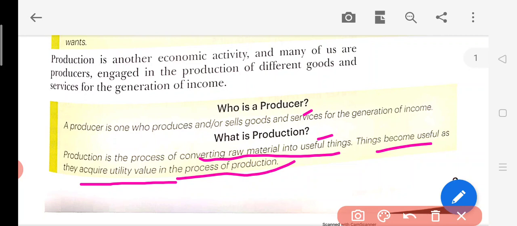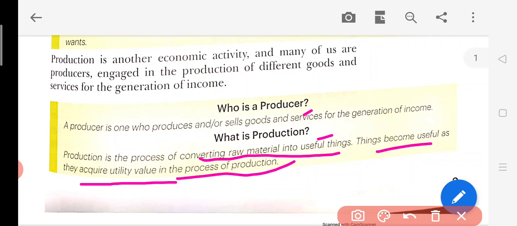Then that thread will be converted into cloth, and that cloth will be purchased by some company which will be making or manufacturing clothes. So in this way, what are we doing here? We are changing the shape of the raw material. So that's why they are saying production is the process of converting raw material into a useful thing. Now a shirt is useful for wearing.